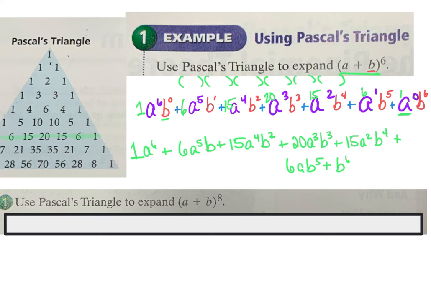That is what it would be if I multiplied it 6 times. By the way, way easier than multiplying it 6 times. All right.